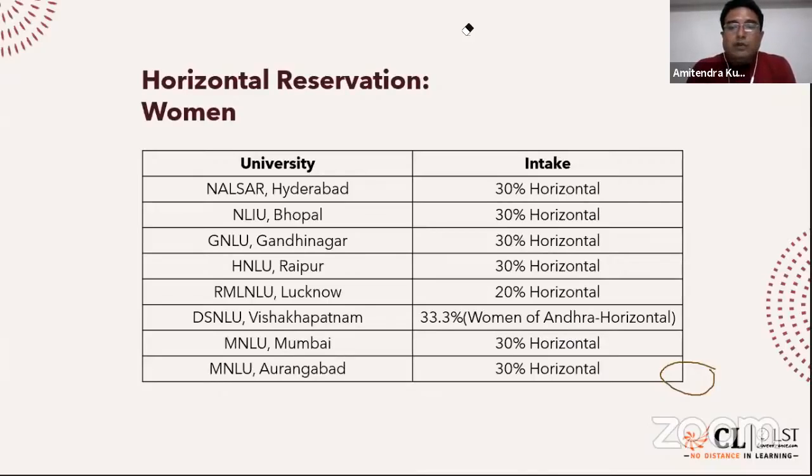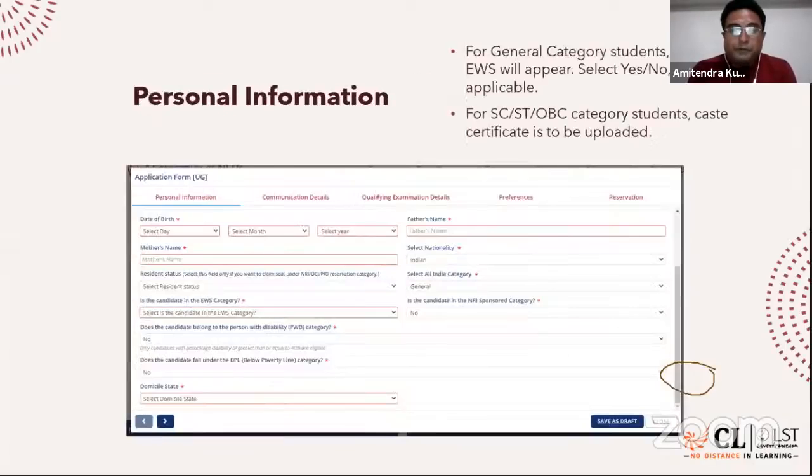Whereas DSNLU Vishakhapatnam provides 33.3% horizontal reservation for women of Andhra Pradesh in the respective category itself, for the seats which are reserved for the students belonging to the state of Andhra Pradesh. So there is a benefit out there. If you're a female candidate, I'm sure you must be happy now after listening to this. When you are selecting female, you get that benefit of reservation here.